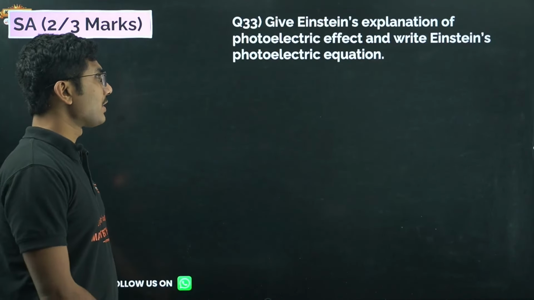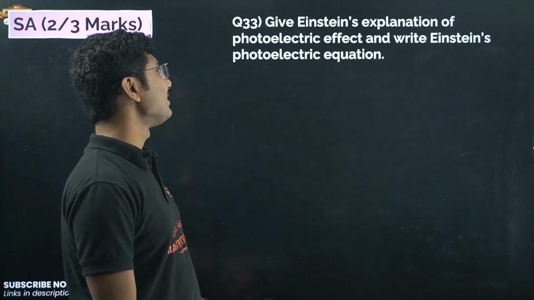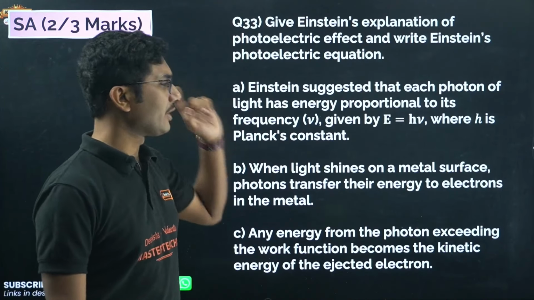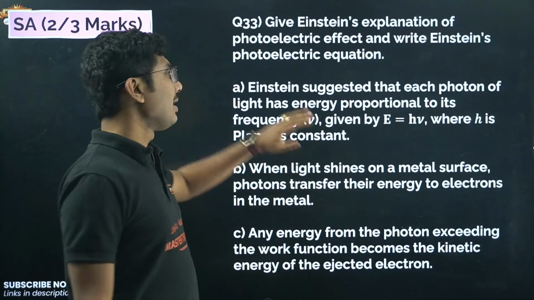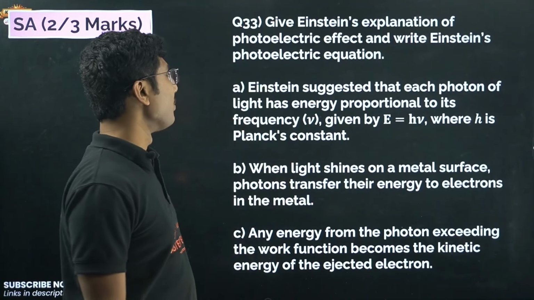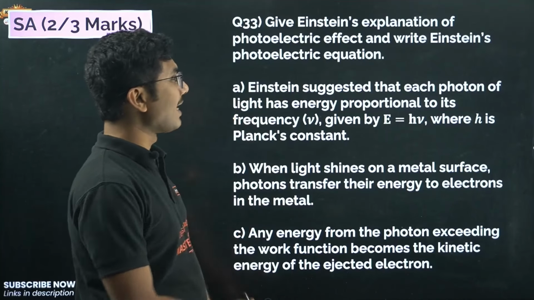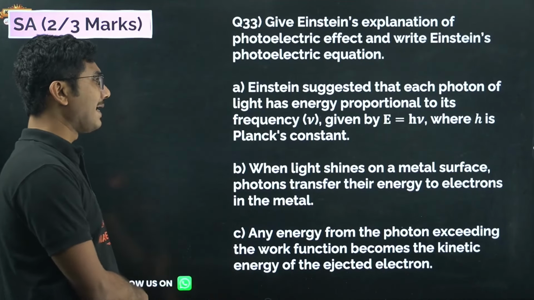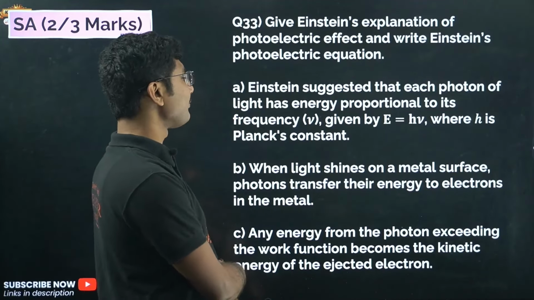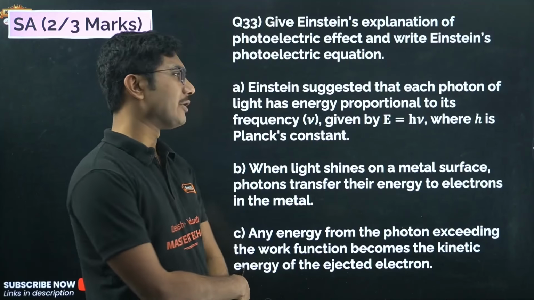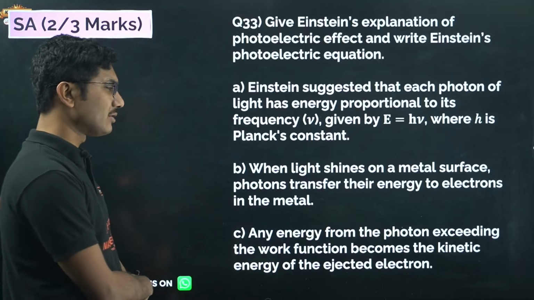Give Einstein's explanation of photoelectric effect and write Einstein's photoelectric equation. Okay, photoelectric equation we have already done. Now Einstein's explanation we have to do. So Einstein suggested that each photon in the light has energy proportional to its frequency nu, given by E equals h nu, where h is Planck's constant.